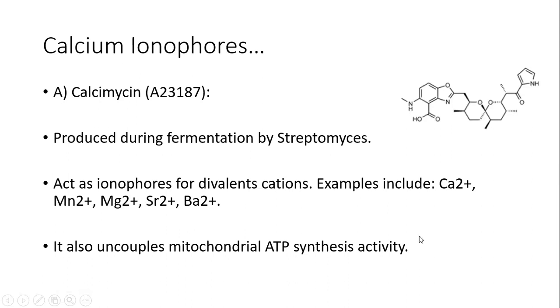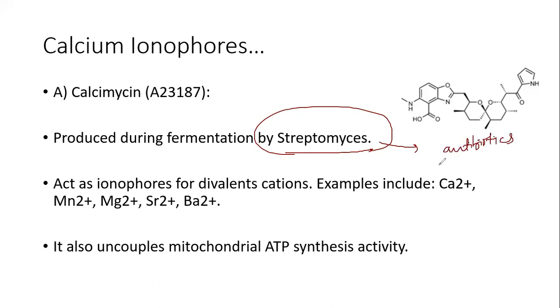Now let's talk about these ionophores. We have taken one example each. For example, calcimycin; the name itself tells us that it is for calcium. It is produced during fermentation by Streptomyces. And one more thing you have to understand here is that the maximum number of antibiotics are produced by Streptomyces species. Now the concept, the evolution: why do they produce so many antibiotics?